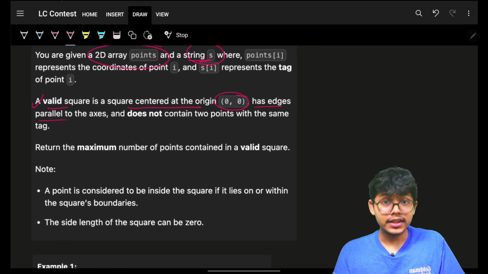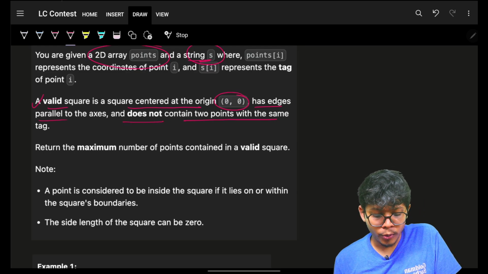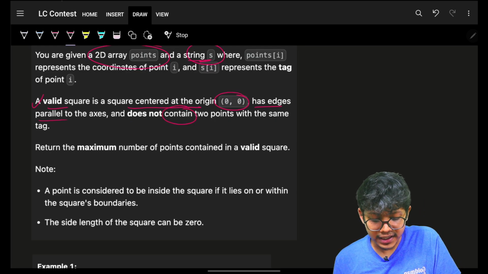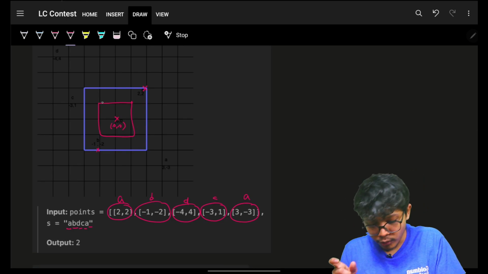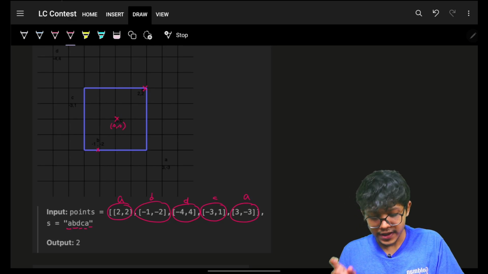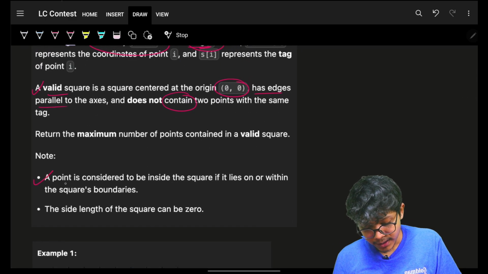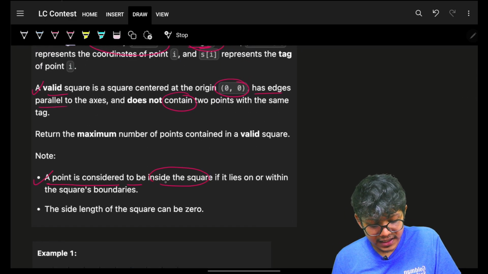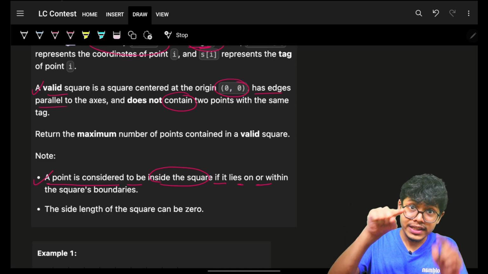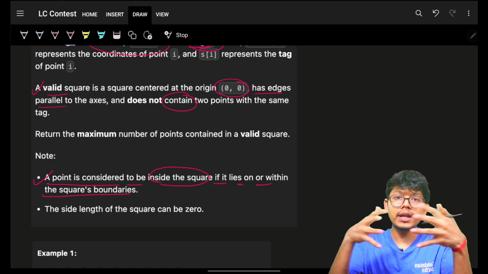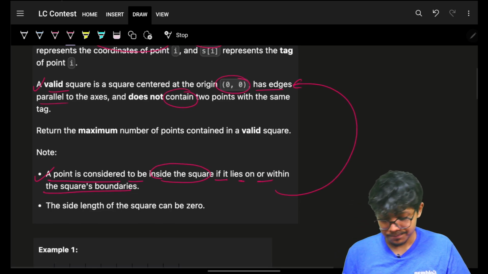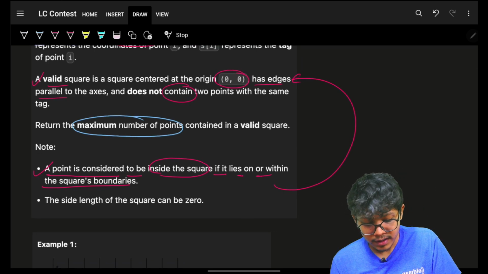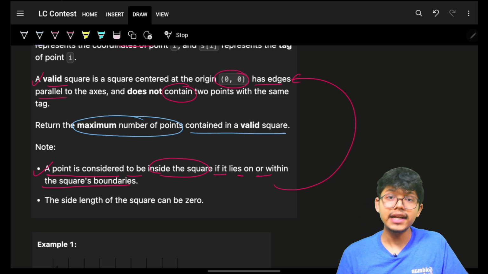And the condition is that it should not contain two points with the same tag. What do they mean by contain? Do they mean containing points on the edge, or containing points inside also? They have specifically mentioned that a point is considered to be contained if it lies on the edge or within the square boundary. That is what they mean by contain. We have to find the maximum number of points which can be contained in a valid square.